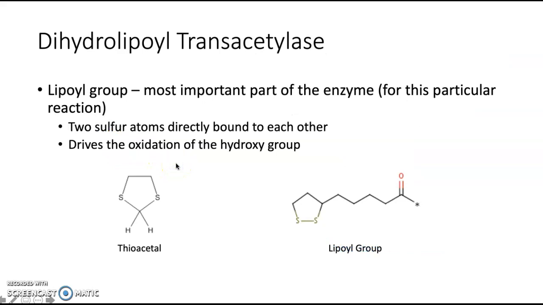The most important part of this enzyme in this particular reaction is the lipoyl group. A lipoyl group looks a bit like a thioacetyl, which is something we have worked with, but a lipoyl has an important difference. The sulfur atoms are directly bound to each other, rather than being bound to the same carbon, and you can see that difference here.